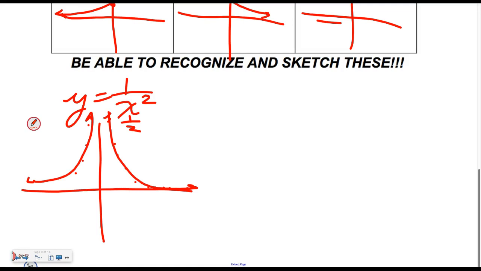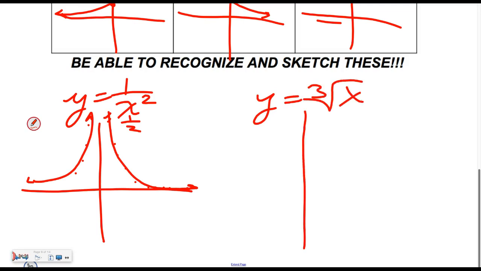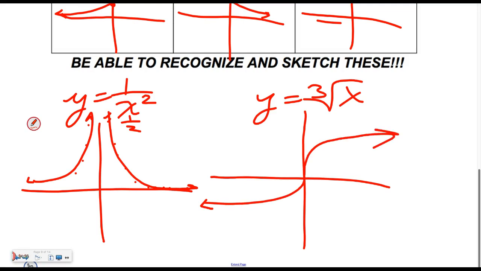The other one that's nice to know, but not until chapter 3, is the cubed root of x. So I'll just throw it. It's not on your first test. It's just a nice to know. That one. All right, we are done.